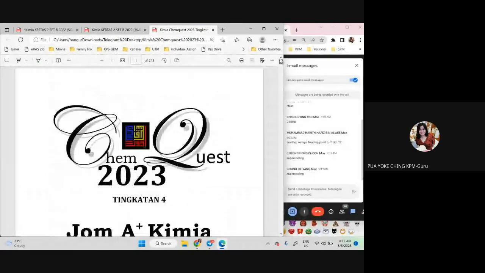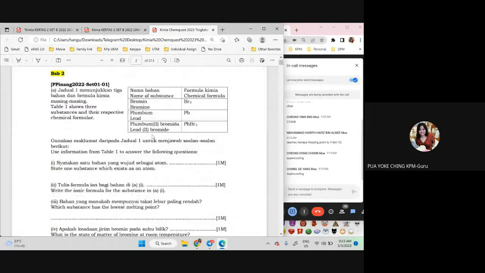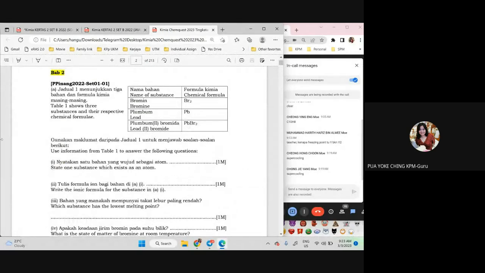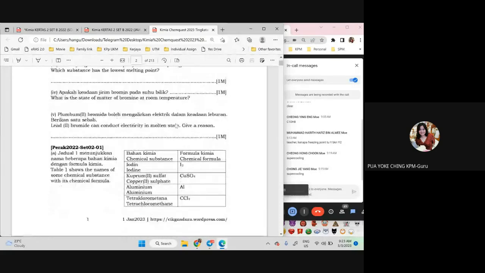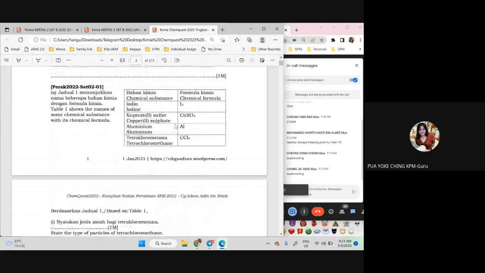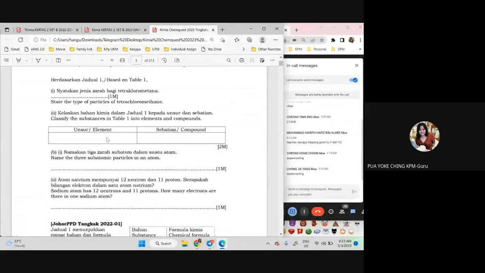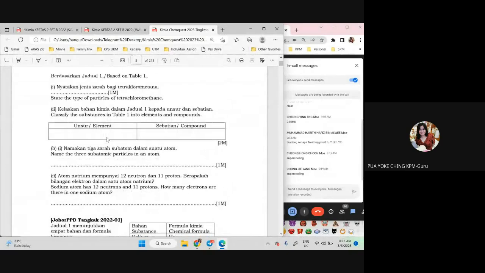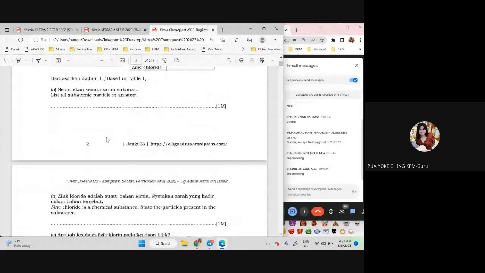Tadi cikgu dah go through, this is the one that I already sent to you. Okay, so from Penang tak ada apa. Dia tanya tentang atom, ionic formula, temperature, bromine. Okay, so you can go through all this lah. Saya pun dah bagi jawapan. Kalau saya tengok macam ni tak ada apa yang very suspicious, maksudnya yang pelik-pelik.